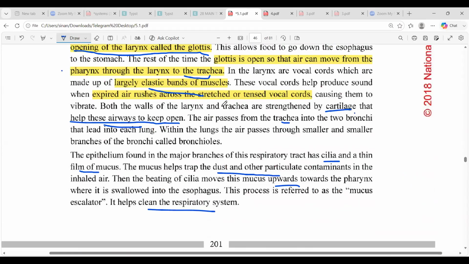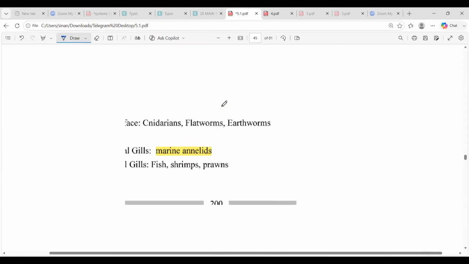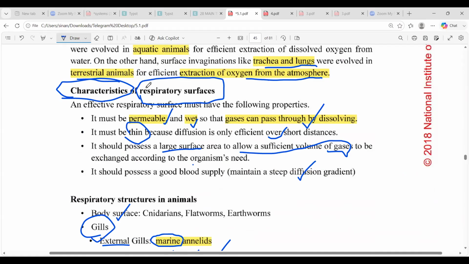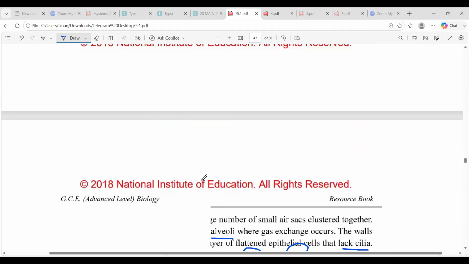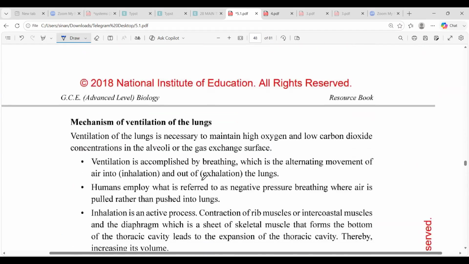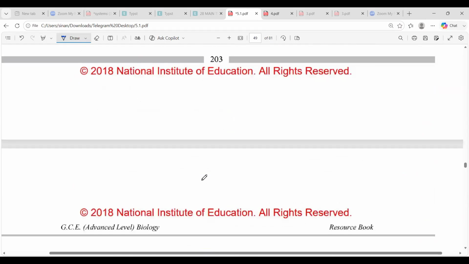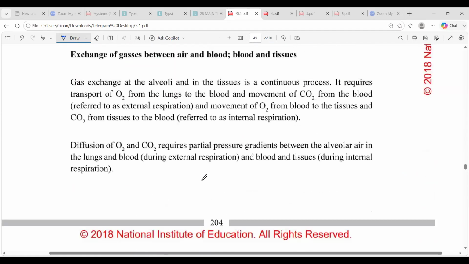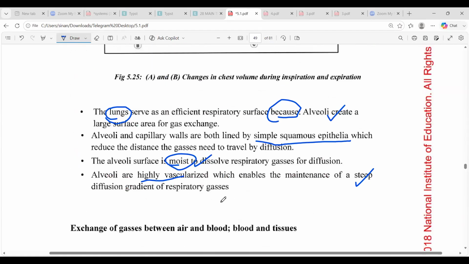In short, they have given it here. You have to give all these four when they ask about respiratory surface in common. But if they ask about the respiratory surface of the humans, you all have to give this only. Okay, you all have to give this thing only.